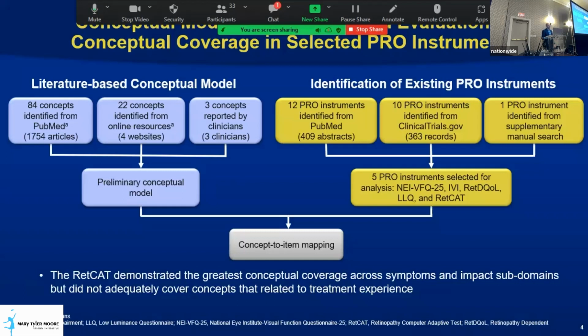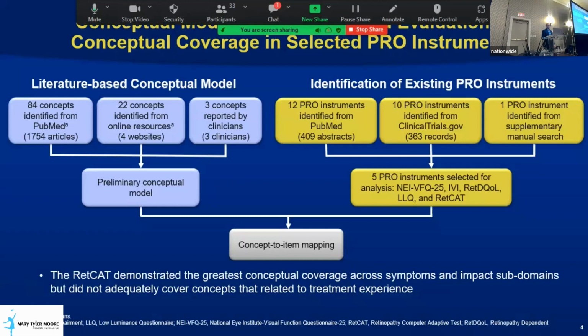We also identified 12 PRO instruments from PubMed with review of 409 abstracts, 10 PRO instruments from clinicaltrials.gov from a review of 363 records, and an additional 1 PRO through manual search. Of those that we found, we selected five instruments, which included the NEI-VFQ-25, the Impact of Visual Impairment Questionnaire, the Retinopathy Dependent Quality of Life Questionnaire, the Low Luminance Questionnaire, and the RETCAT.